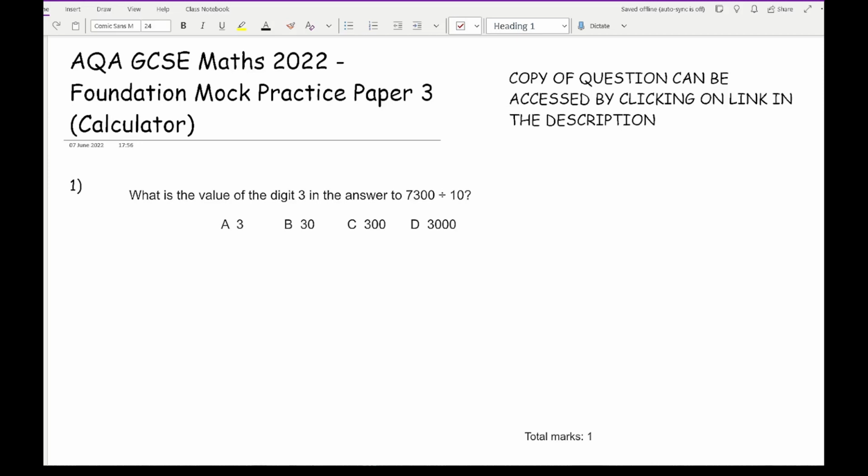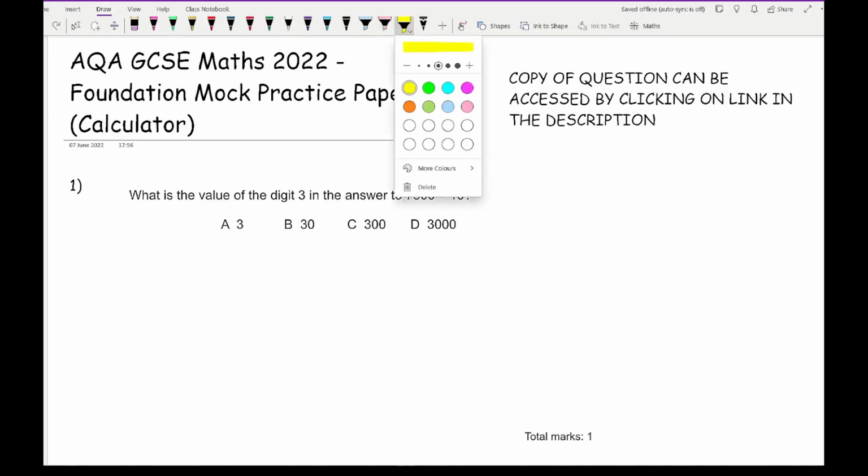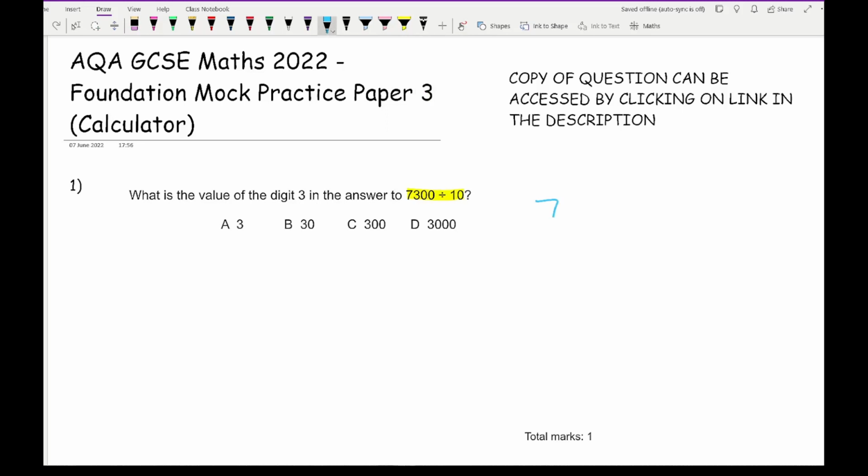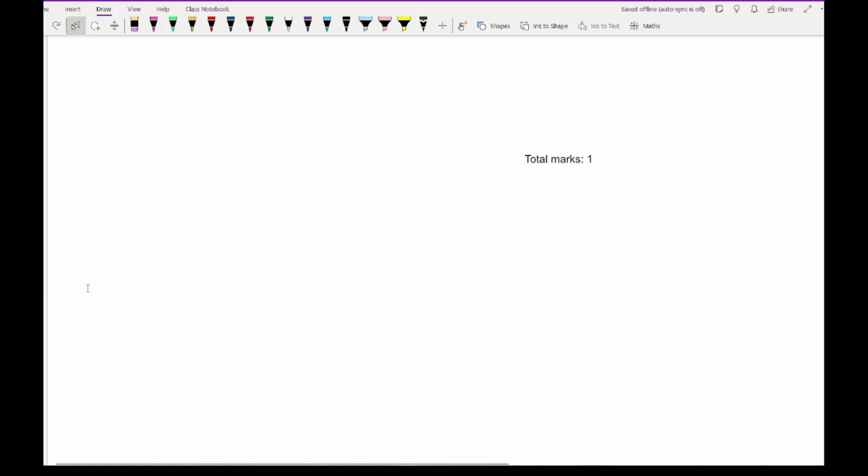So looking at question 1, it says, what is the value of the digit 3 in the answer of 7,300 divided by 10? Now the key thing you want to note is that it's not 7,300, it's the calculation. So what we need to do here first is do 7,300 divided by 10, which gives us an answer of 730, and the 3 represents 30, so the answer then is B.